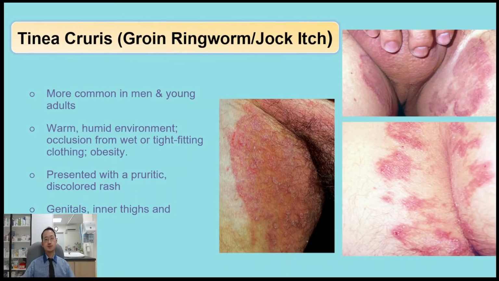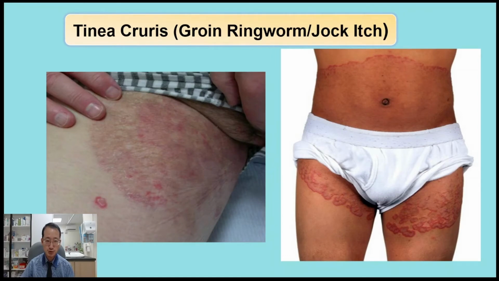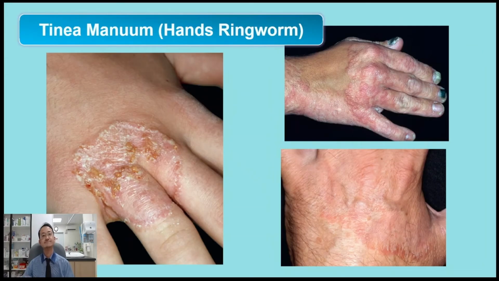Tinea cruris, known as jock itch, usually occurs in young men, due to a warm, humid environment, tight-fitting clothing like tight jeans, and obesity. They usually present with very itchy, red, scaling, advancing rings, occurring on the sides of the genitals, inner thighs, and buttocks. So you can see another photo showing an annular or ring-like structure over the groin area, extending upwards to the stomach and abdomen area.